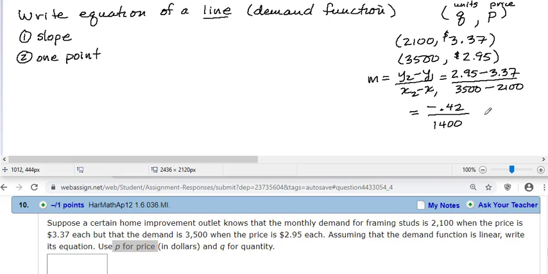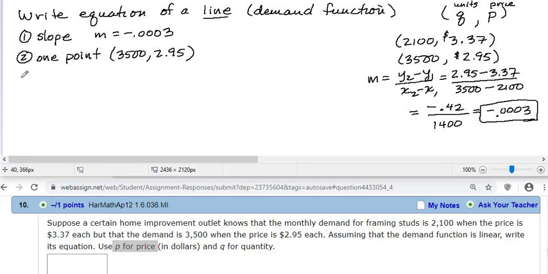This will simplify down. It's not great practice to have a decimal as part of a fraction. So dividing that out, it becomes negative 0.03. That is my slope. And then take either point. It won't matter which one you choose.